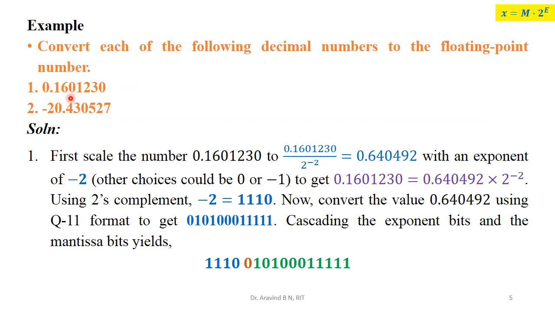Let us take the first one, 0.1601230. For its conversion, we need to represent it in two parts: one is the mantissa part and the other is the exponent part. So this is the format we need to identify. First we are going to identify the exponent value, that is, the e value. Once we have that, later we are going to identify the mantissa part.